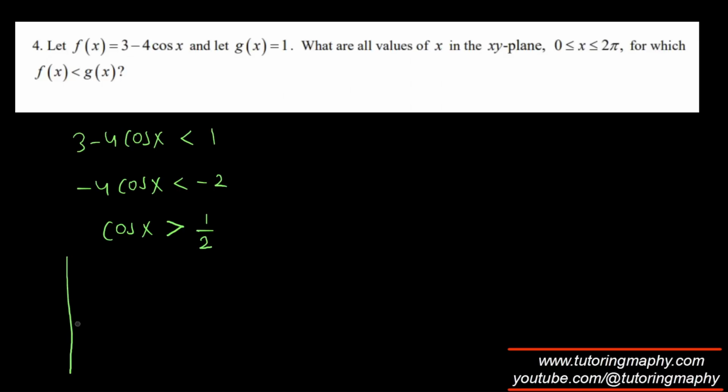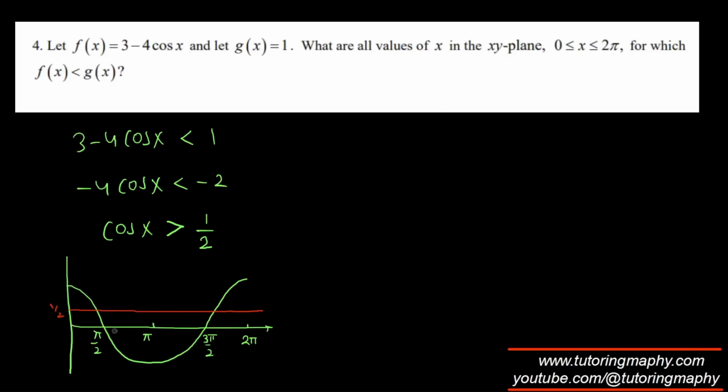Once again, I'm going to use the same strategy. There is the graph, and this is pi over 2, this is pi, this is 3 pi over 2, and this is 2 pi over here. Cos is greater than 1 over 2, which means that 1 over 2 is somewhere over here. If it is greater than, we are looking for this and this, the portion that is above the red one.